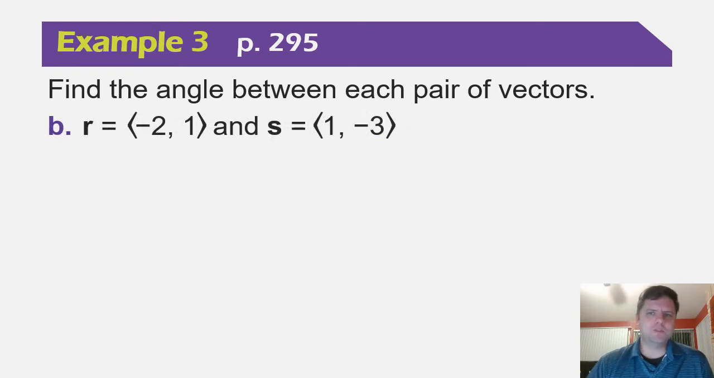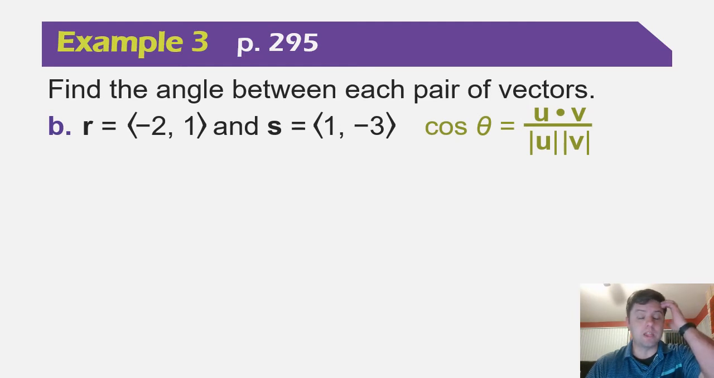Find the angle between each pair of vectors. Okay, so here we have r and s: (-2, 1) and (1, -3). The first thing we need to do is remember this is our formula: cosine theta equals u dot v over the magnitude of u times the magnitude of v.